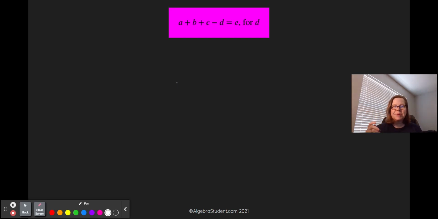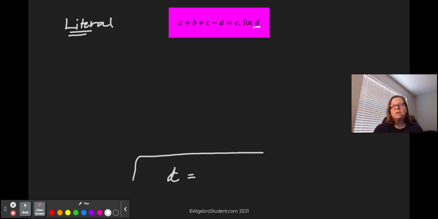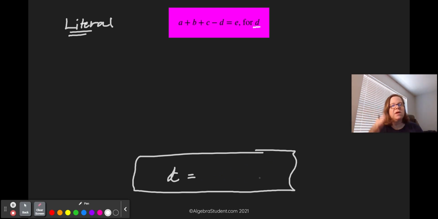And today we're looking at literal equations. And so that is when you are solving for a variable. So literal, not linear, slightly different. And so this time we're solving for D. So we want it to say, when we're finished, D equals whatever is left in the equation. So it's not going to say D equals 12 or D equals -3 or something like that.